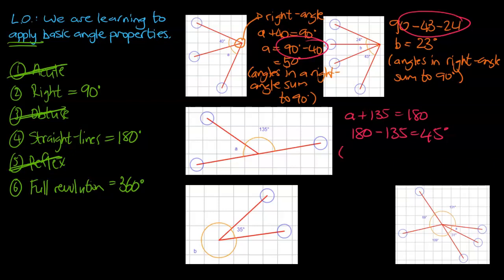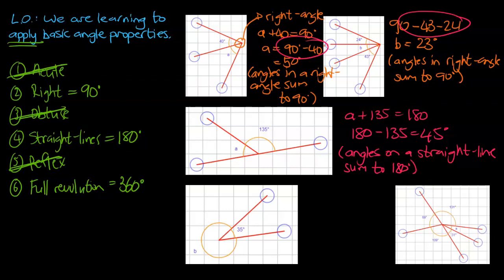And again, I'm writing some reasoning. When you're asked for reasoning, you're going to need a sentence that supports what you're doing. My reasoning: angles on a straight line sum to 180 degrees. So I've got some reasoning there.